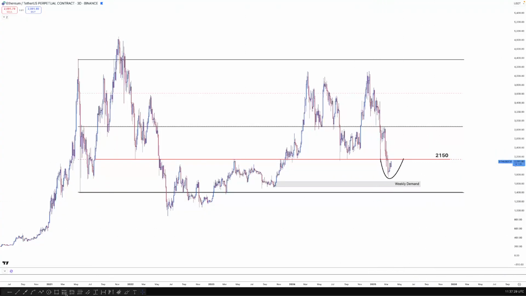Should we break it, I will adapt and consider. So if we break, find acceptance above and start to move higher, I would consider this move a bullish deviation or bear trap or whatever, but as long as it's not broken, for me it is resistance, and the price is potentially moving down to weekly demand. If it's broken, then we adapt and we change our bias.